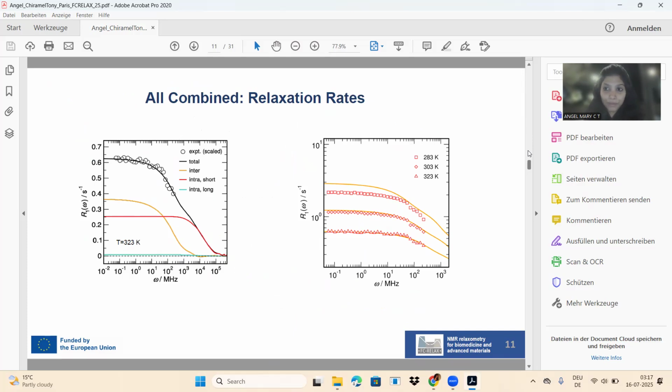So, from bottom up, we are applying our recipe starting from the correlation function and then via Fourier transform to the spectral density and to the relaxation rate. And we have excellent agreement with the experimental data from the fast field cycling NMR spectroscopy that gives us the dynamics over many orders of magnitude.